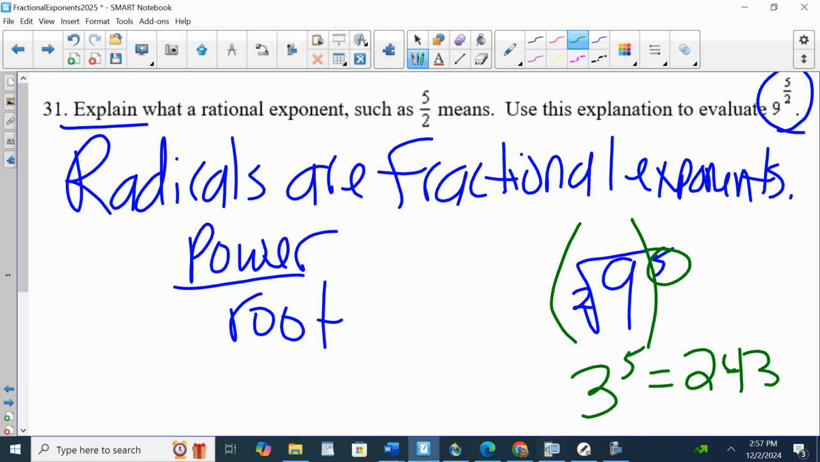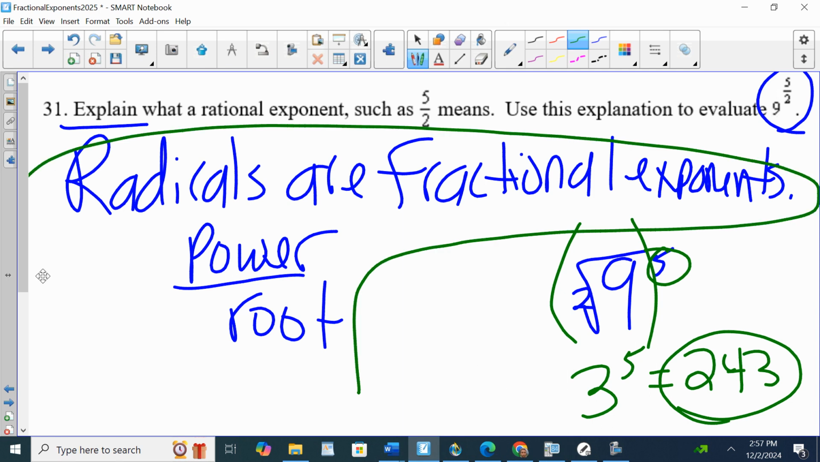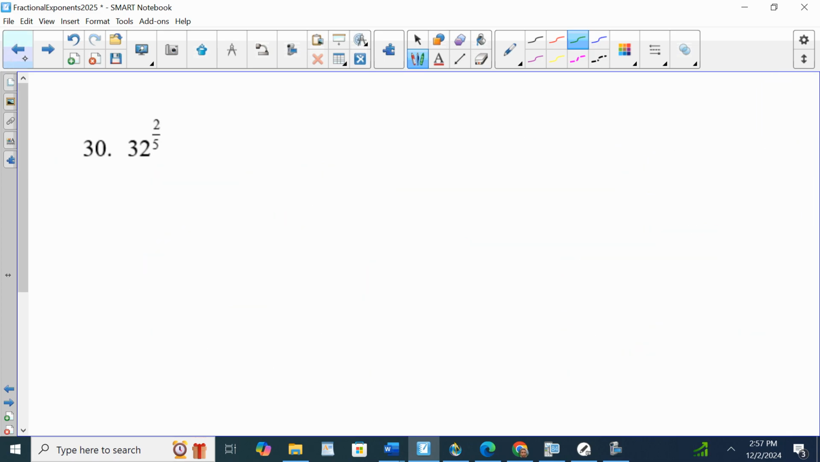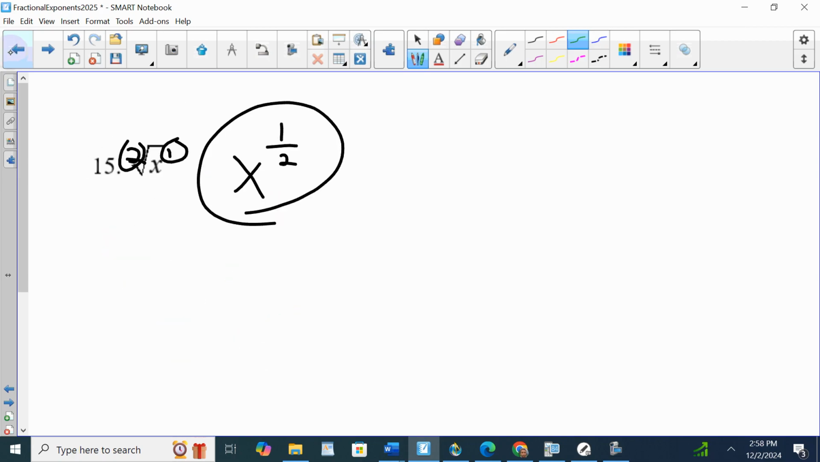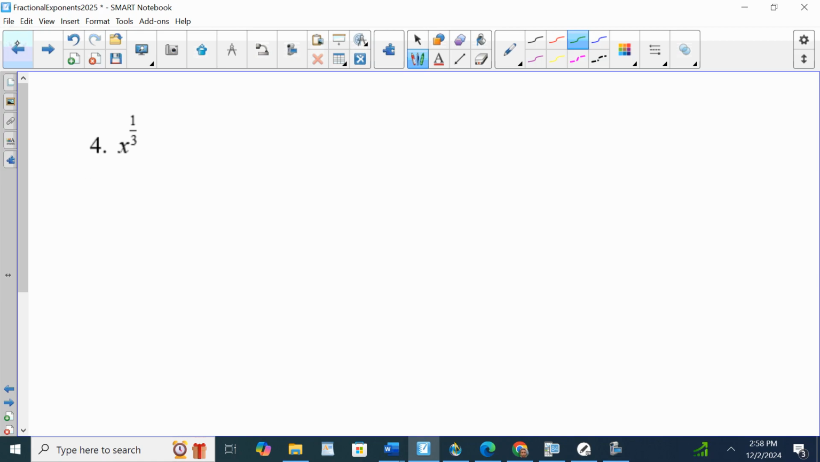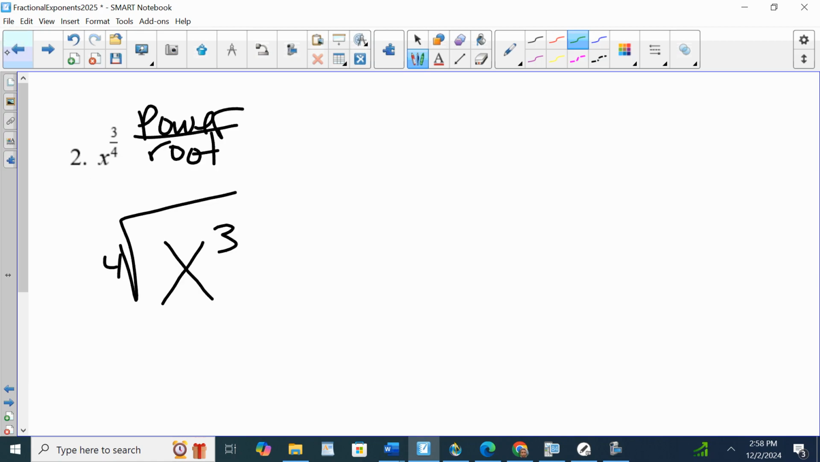So there's a set of problems like this. It's always the same thing, always the same explanation. And then to evaluate it, that's what we just did. So radicals are fractional exponents. It's always the power over the root. You may need to just go back and forth with x's like we did in the first section here, or you may need to evaluate using actual integers, which we just did as well.